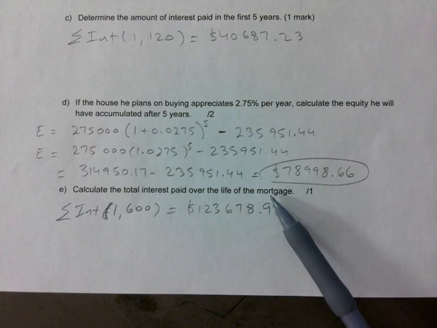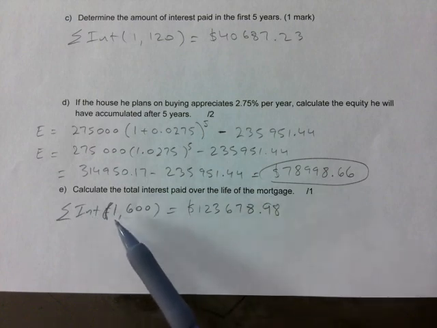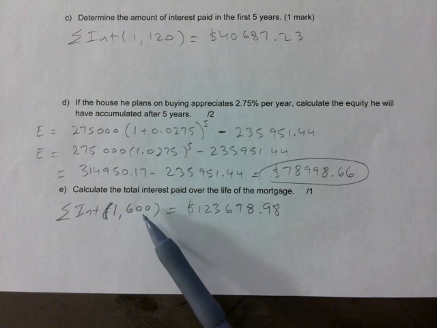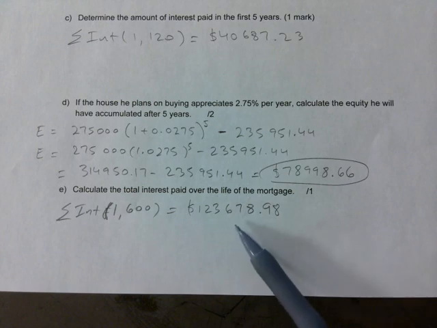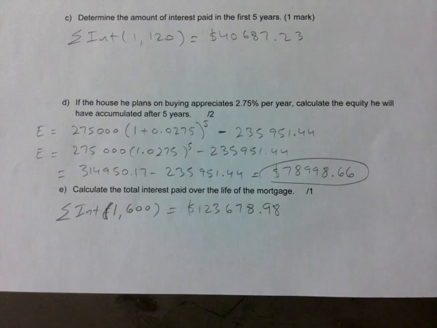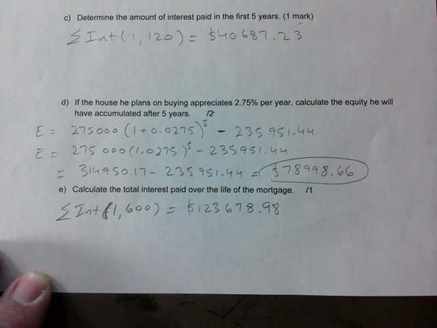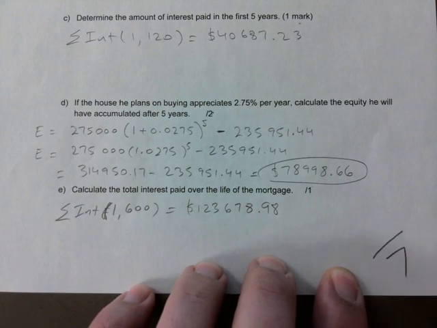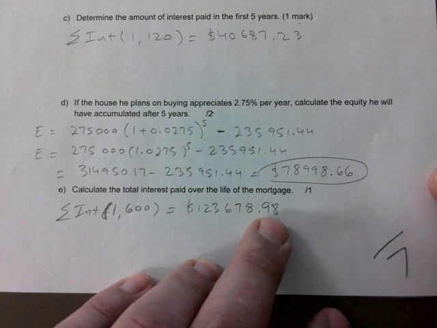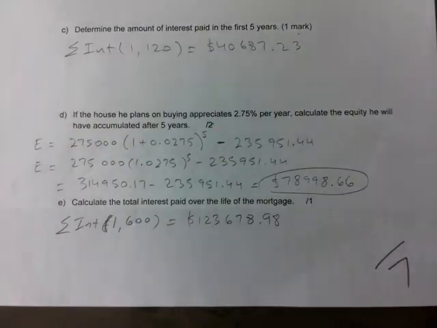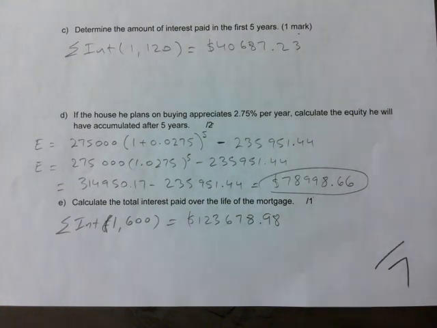Calculate the total interest paid over the life of the mortgage. You go with sum of interest, 1 to 600. So this would be capital N right now, not lowercase n. It's the entire 600. And obviously, if you do the formula, it's going to be slightly off. Today, I'm just going to assume you got it right. We're not going to sweat it. So 1, 2, 3, 4, 5, 6, 7. 7 for this page. And of course, if you made a mistake in A, that will transfer, and we're not going to take off more marks because of that, right?